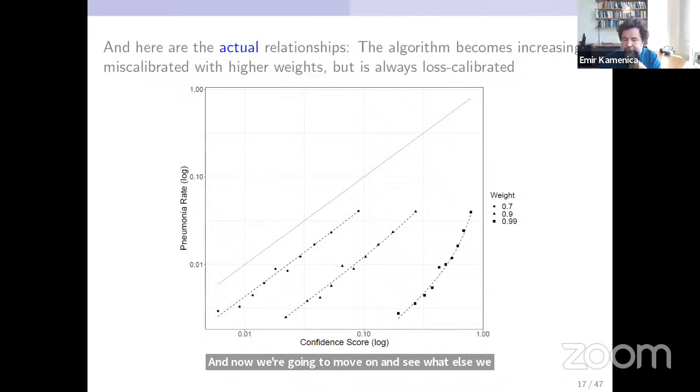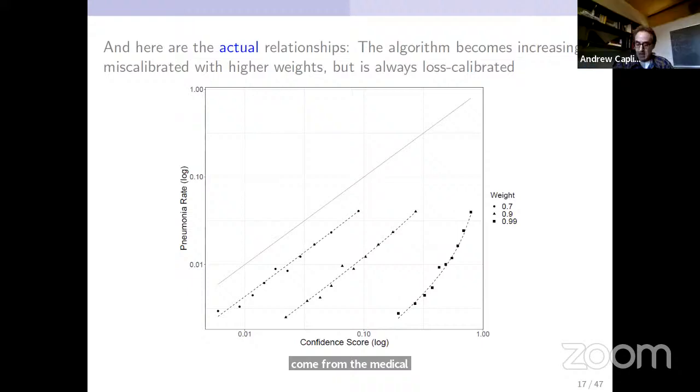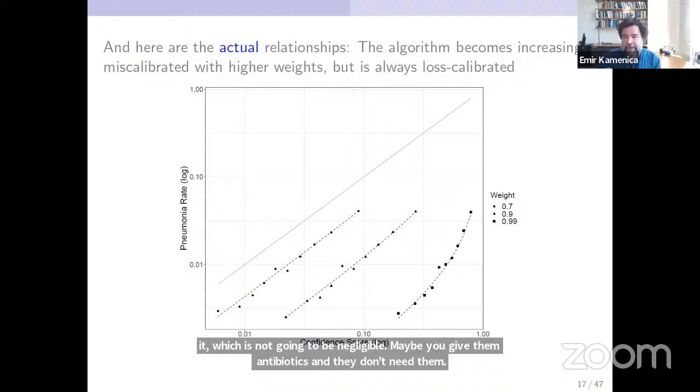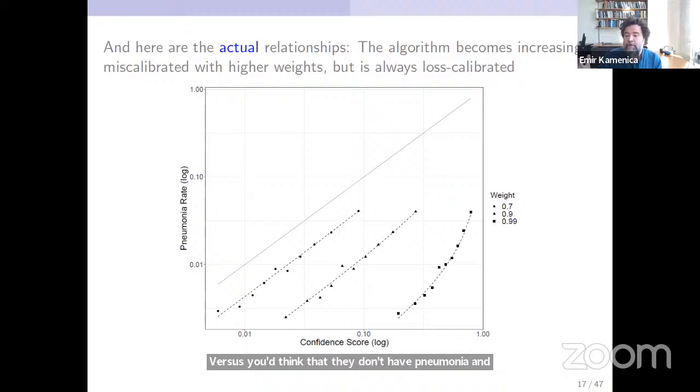Sorry, can we pause here just for a second? Yeah. To an economist, these betas would never come from anything having to do with prior tendencies of pneumonia. As you said, that was crazy. They would come from the medical cost of type 1 and type 2 errors. Yeah, exactly. Of diagnosing someone with pneumonia when they don't have it, which is not going to be negligible. Maybe you give them antibiotics and they don't need them, versus you think that they don't have pneumonia and they do, in which case you delay antibiotics.